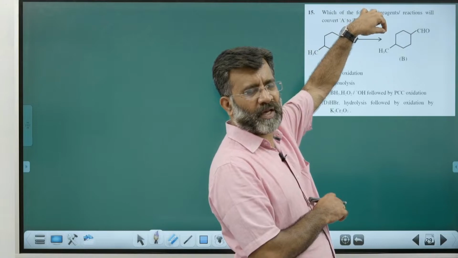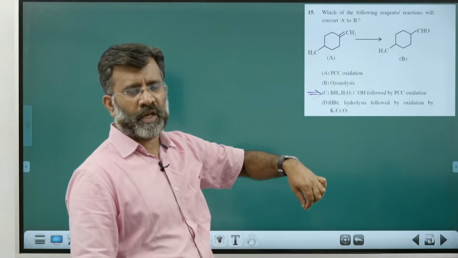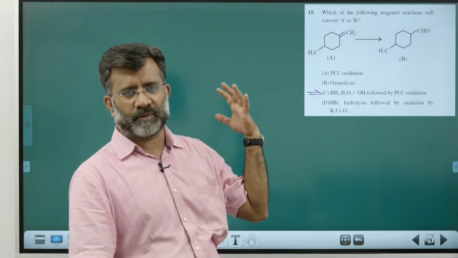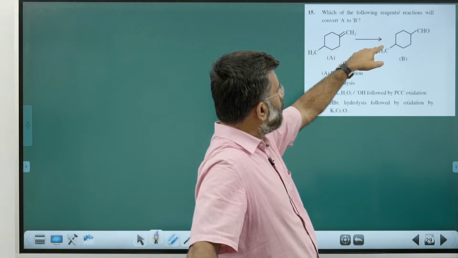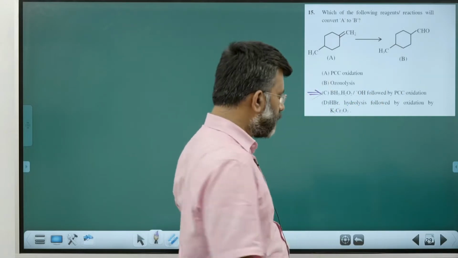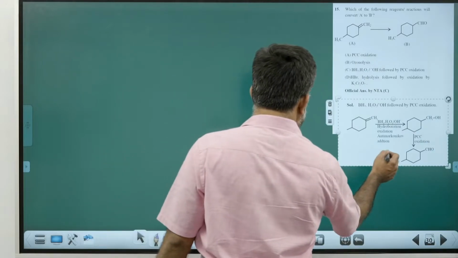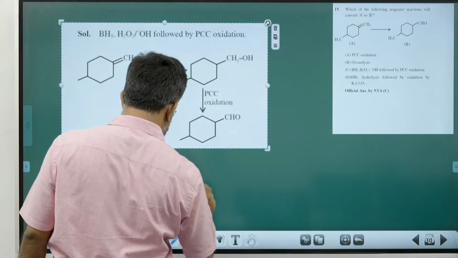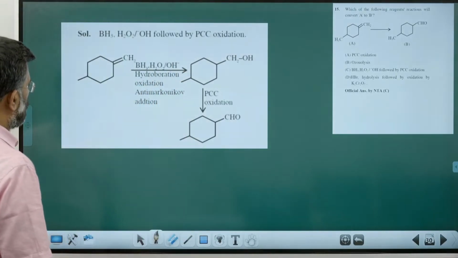You know the speciality of hydroboration. It involves a hydration process in such a way that the OH group comes on the terminal carbon if possible. So the OH group will come here, you get CH2OH, and with PCC it will be converted to a CHO group. You see the reactions, children. Simple reactions you can understand based on the fundamental knowledge you have regarding the hydroboration reaction.